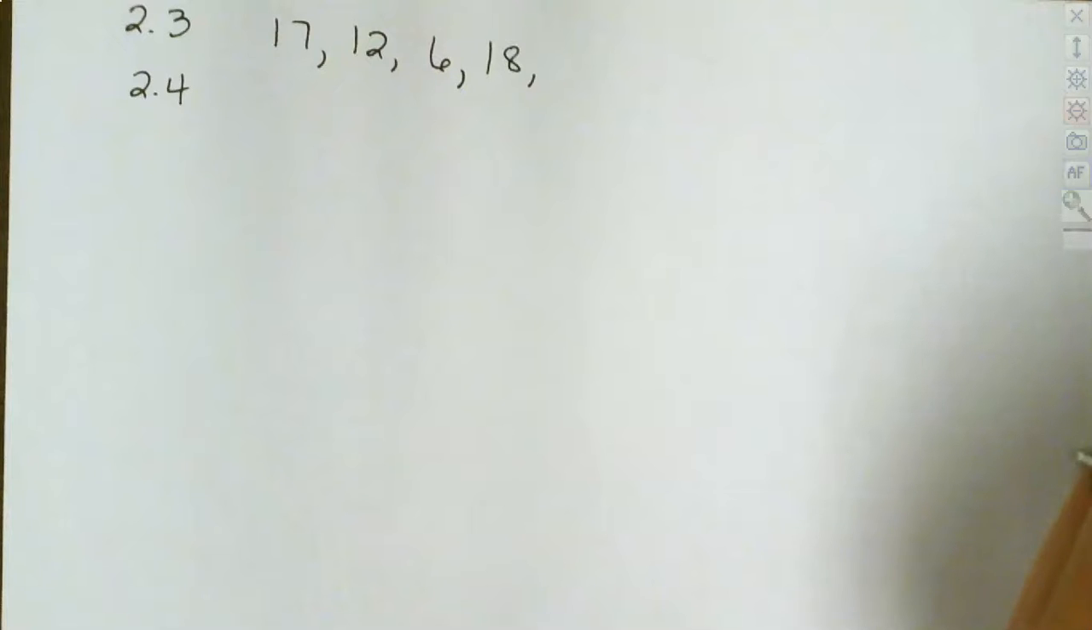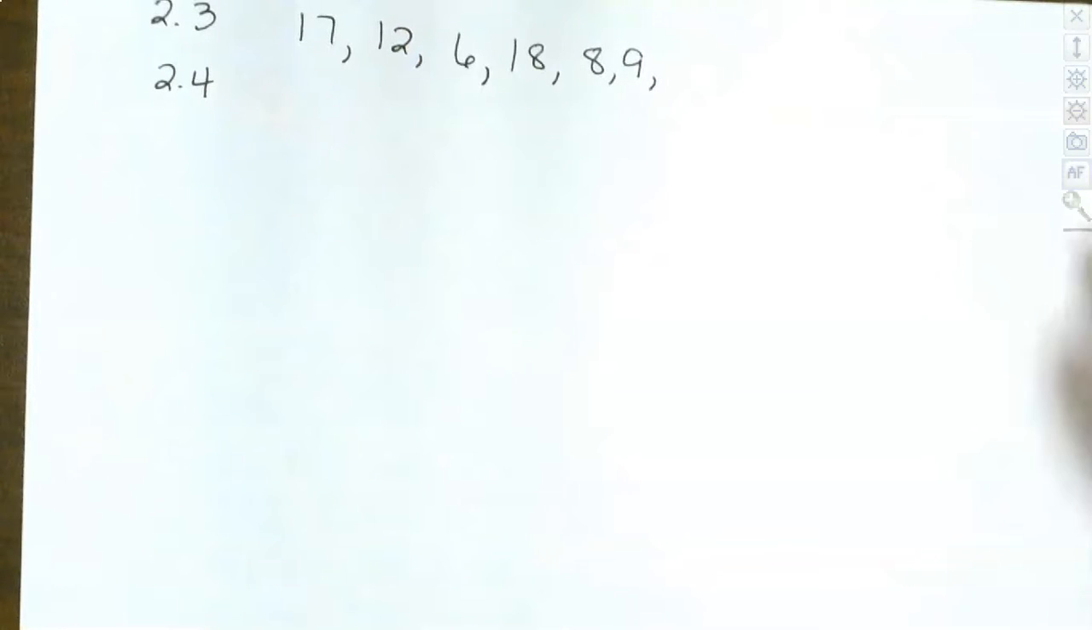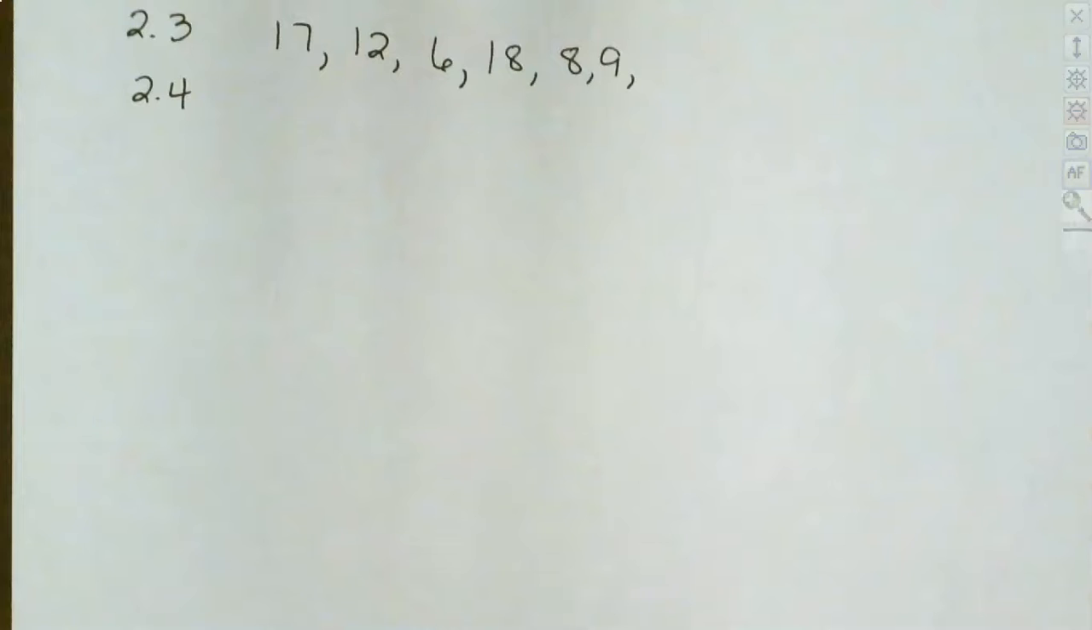Okay, any others to look at? Like 8, 9, or 10. One of those. Yeah, we can do one of those. How about we do 8 and 9, because those are two different ones. So we'll look at 8 and 9. Okay, do we have any others to add to the list? So we've got 6, 8, 9, 12, 17, and 18 out of 2.3.